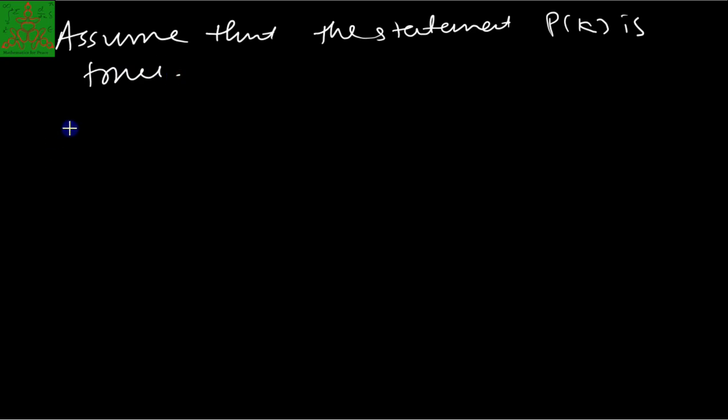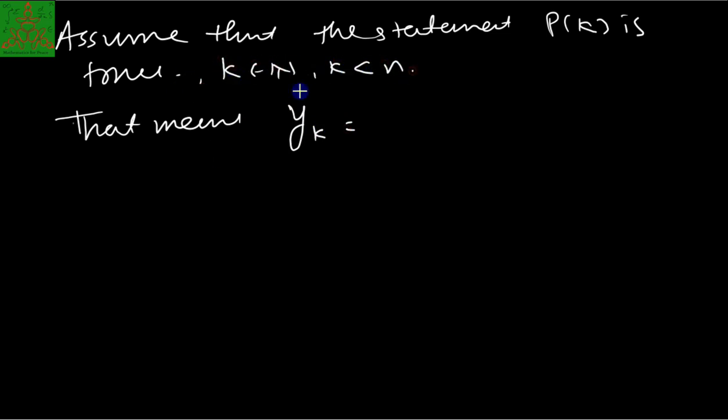Once you assume that Pk is true, that means yk, where k belongs to N and k is less than n, that you have to assume. Then your yk is m power k e power mx. Now since yk is here, that is the kth derivative.